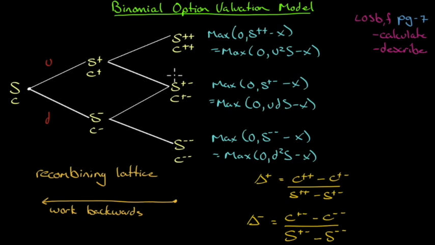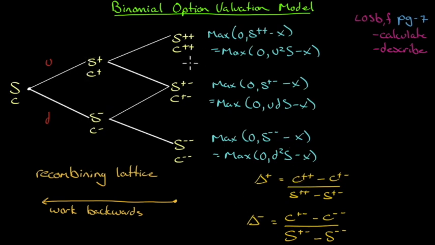Well, now we work backwards. We're at these legs, so we're going to work backwards here. We need a hedge ratio here and a hedge ratio here. And then, once we figure out values here, we get a hedge ratio here. So the hedge ratio, delta plus, is the hedge ratio for here. Delta minus is the hedge ratio here.